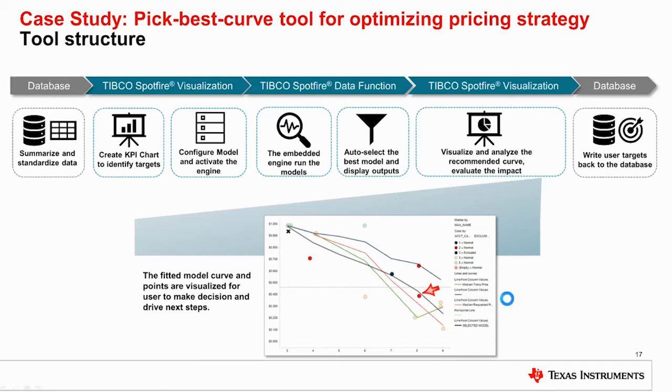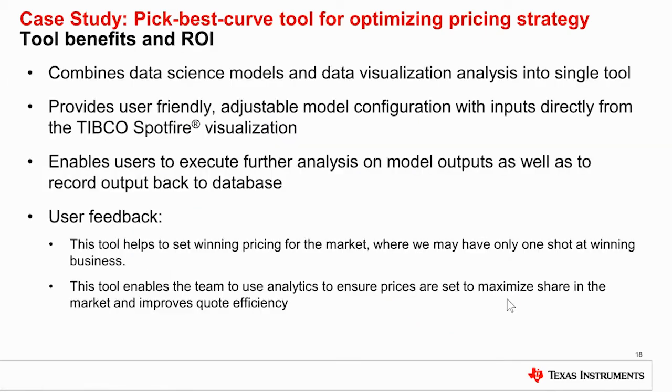So to summarize, this Pick Best curve model is able to combine data science models and data visualization analysis into a single tool, and provides a user-friendly, flexible, adjustable model configuration with inputs directly from the Spotfire visualization. And it also enables the users to execute further analysis with the model inputs and take actions to load the output back to our database.